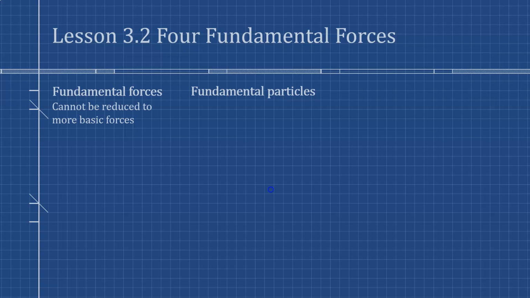The same is true of fundamental particles. They're particles that cannot be reduced to simpler, more basic component particles. They just exist on their own. So I said that of protons, neutrons, and electrons, one of them is a fundamental particle. 2 of those are made up of components that are put together to make those particles. All right, well, let's go back to forces, and then we'll compare with particles.